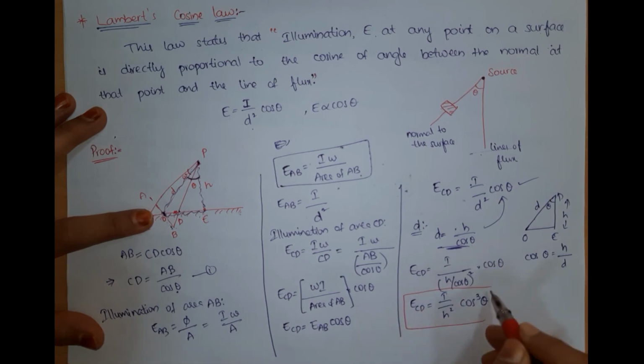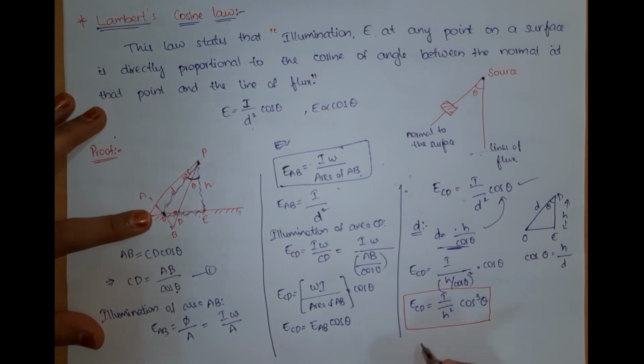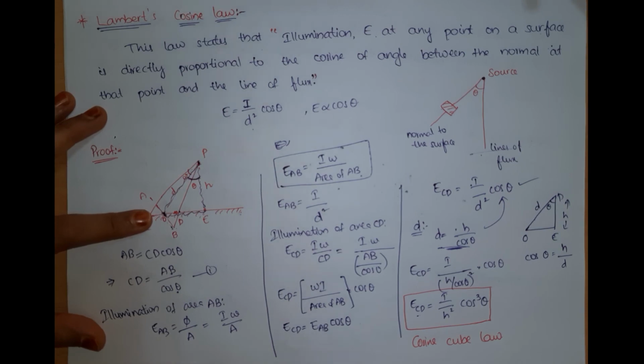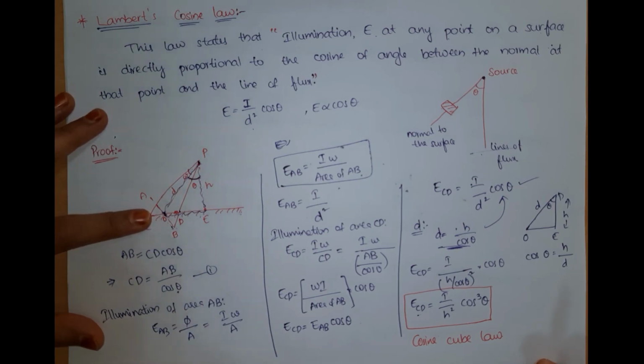So this is the conclusion we need to reach. This equation is called the cosine cube law. It is telling that illumination at a surface is proportional to the cube of the cosine of the angle between the normal to the surface and the line of flux: I by H square into cos cube theta. This is about Lambert's cosine law, and this is all about the different laws of illumination. Hope you have understood. Thank you.